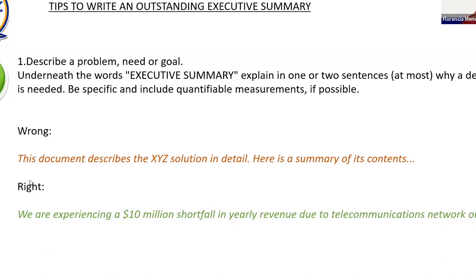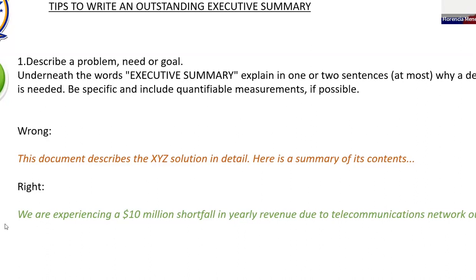So, this document describes is not giving enough information, but on the right way, in order to state this, we are experiencing a 10 million shortfall in yearly revenue due to telecommunications network audits. So, first of all, the problem needs to be stated. In this case, we are talking about the reason why we need to do some activities, the reason why we need to execute some actions.